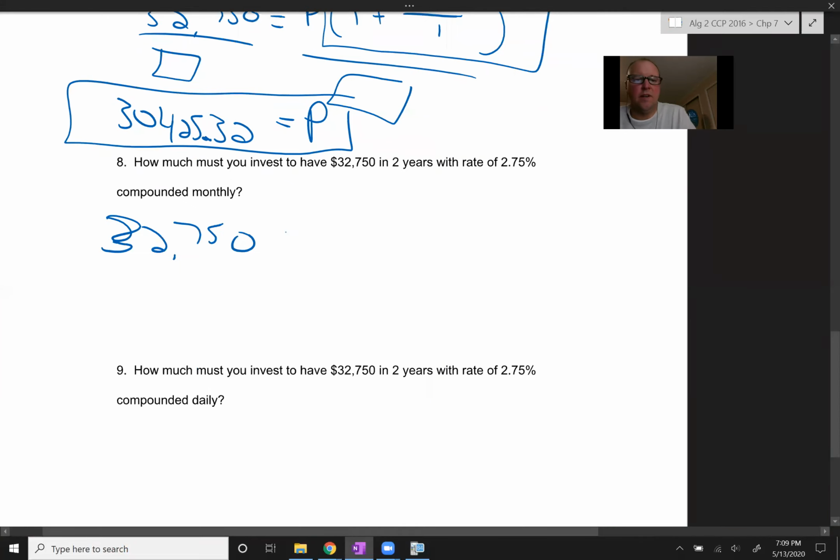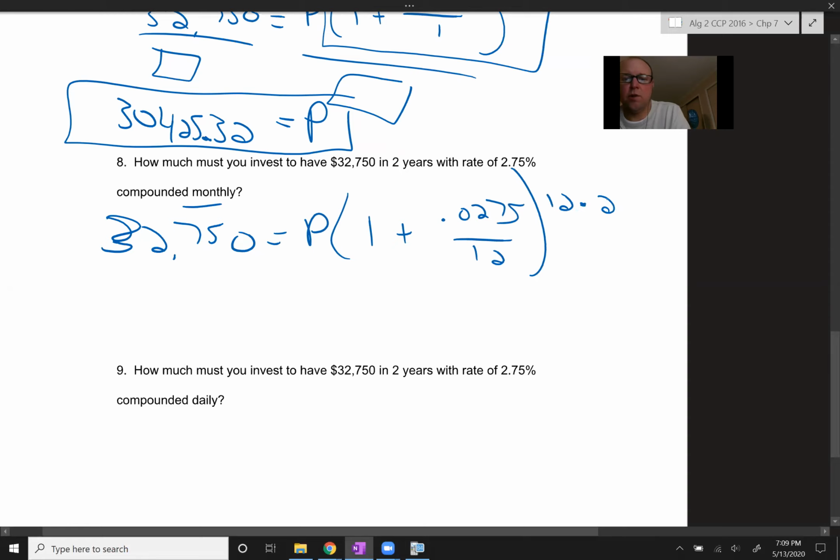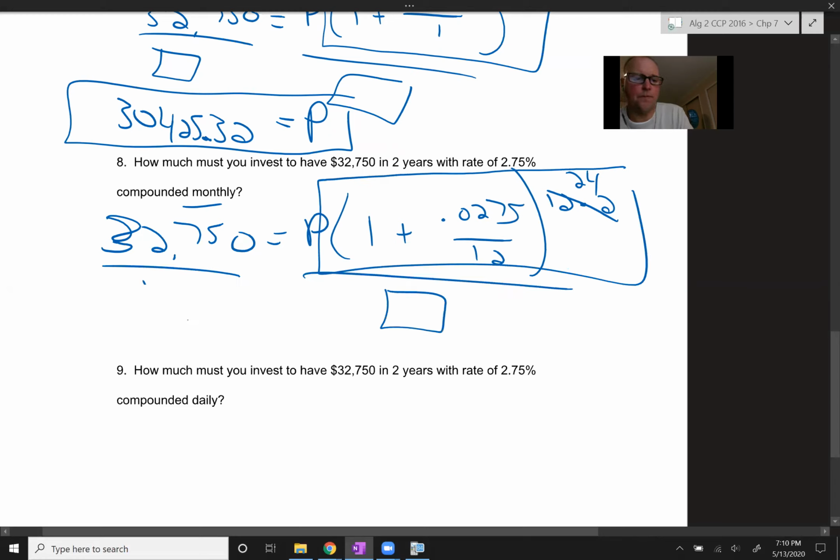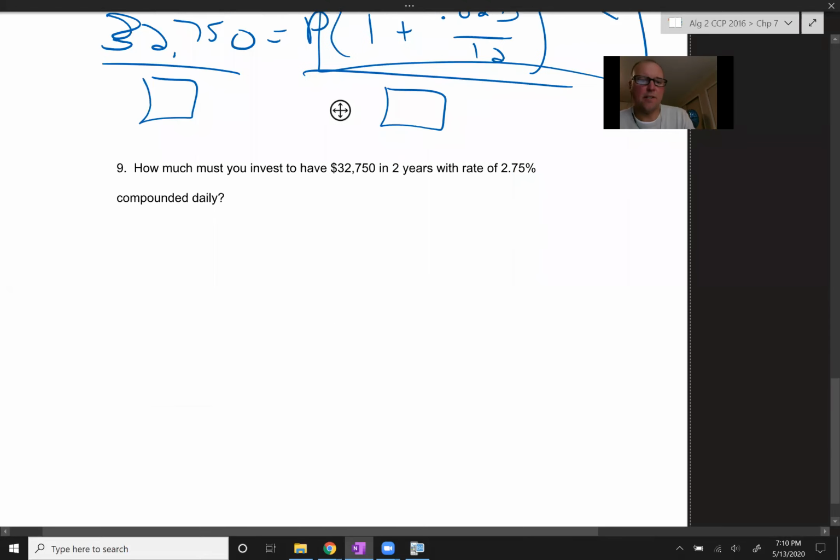32,750. What's the principal got to be? 1 plus 0.0275 and compounded monthly, so 12 and 12 times 2. So we're automatically going to make that 24. Same thing. We're going to figure out what this whole block is, this whole number, and then we're going to divide by that number. We're going to set up one more, and then I'll get you some answers here.